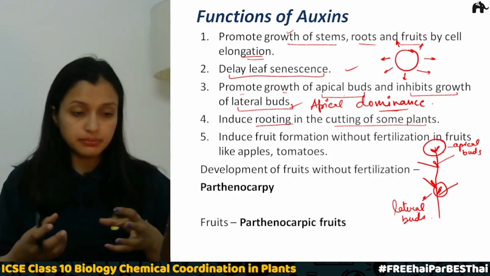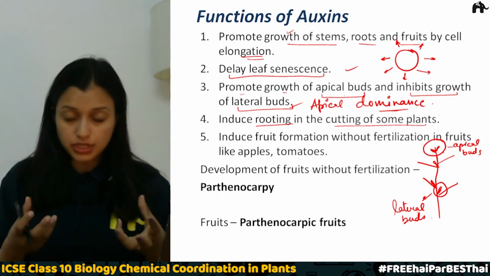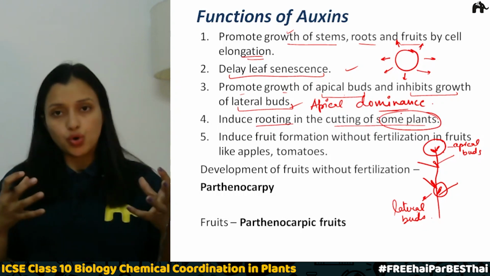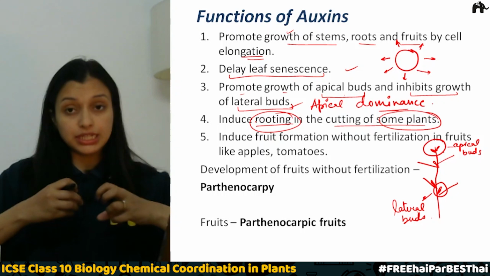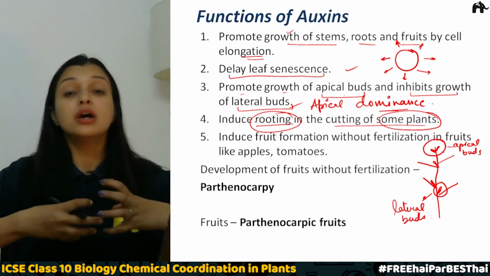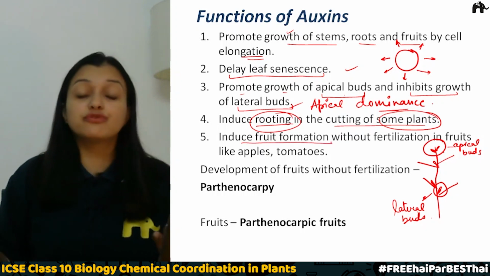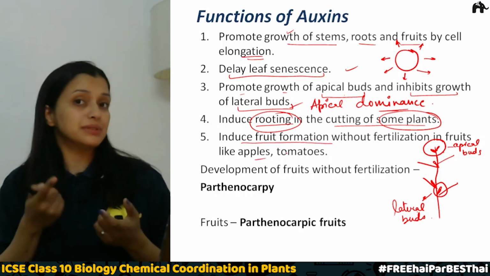So there are certain plants where, if we want a particular cutting to grow, these auxins will induce the rooting. These auxins will allow the roots to form. The fifth one is it induces fruit formation without fertilization in fruits like apples and tomatoes.